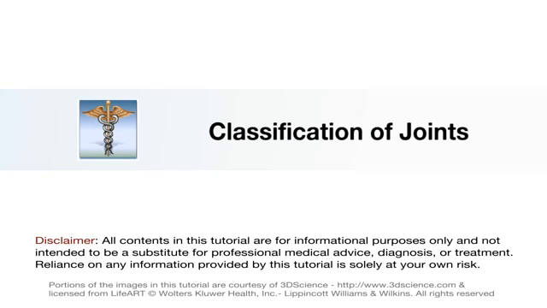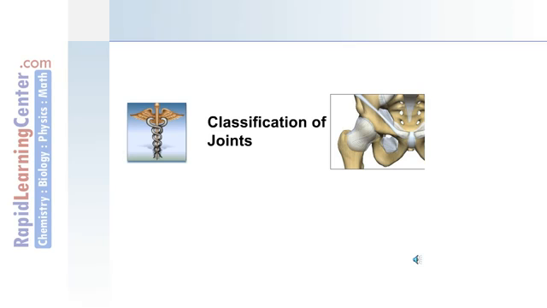Now we'll move on to discuss the articulations or joints. This is where bones come together and allow movement in the body. We'll begin with the classification of joints.